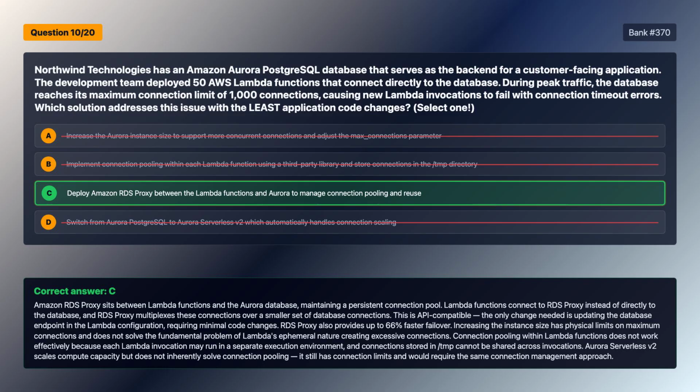Increasing the instance size has physical limits on maximum connections and does not solve the fundamental problem of Lambda's ephemeral nature creating excessive connections. Connection pooling within Lambda functions does not work effectively because each Lambda invocation may run in a separate execution environment, and connections stored in /tmp cannot be shared across invocations. Aurora Serverless v2 scales compute capacity, but does not inherently solve connection pooling. It still has connection limits and would require the same connection management approach.